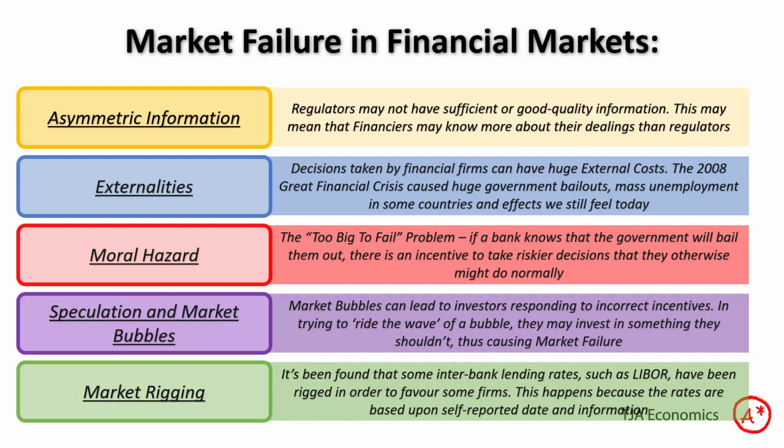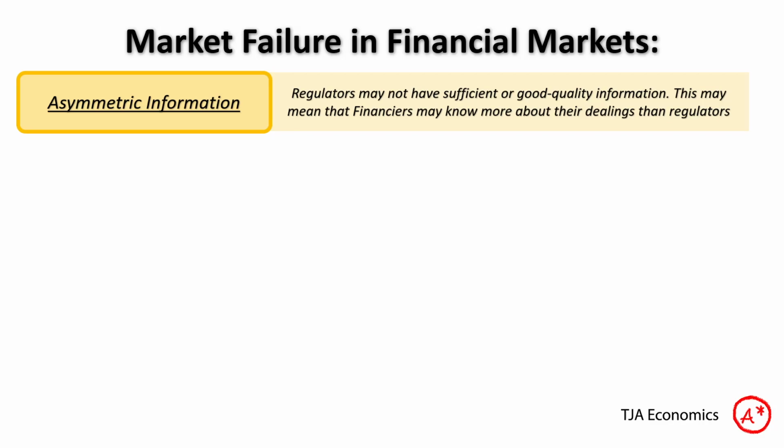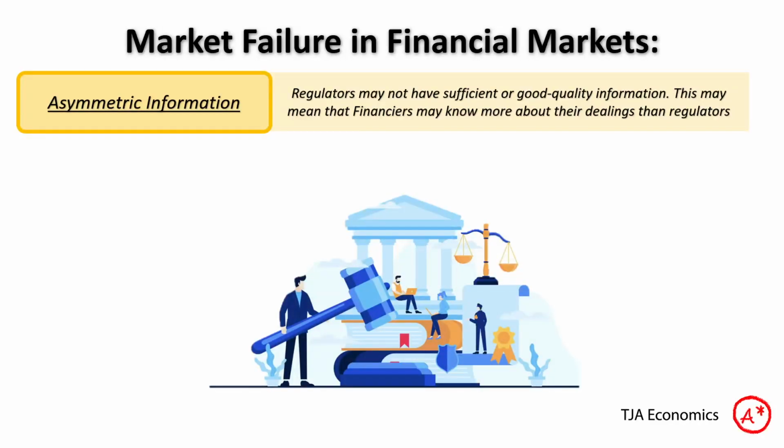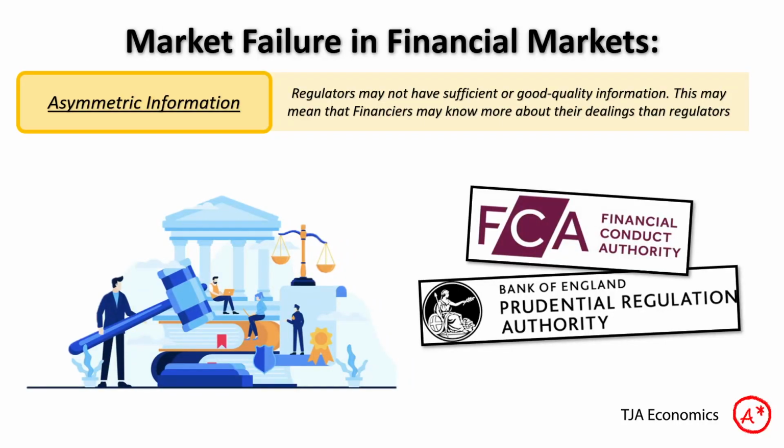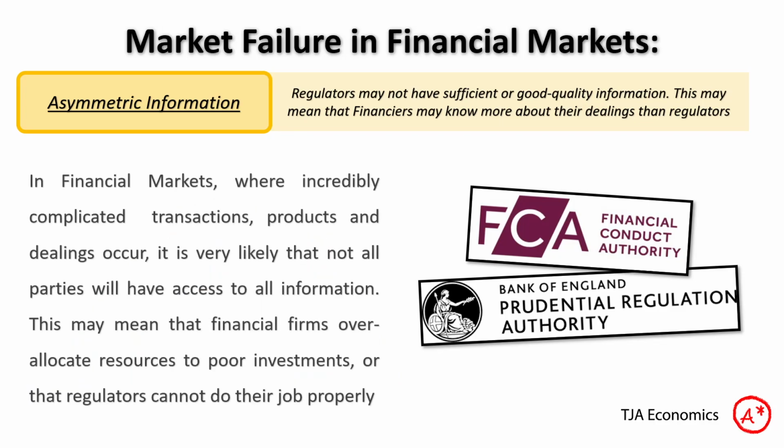So, let's have a look at asymmetric information then. So, think of the rules and the laws and the regulations that govern our financial systems. In the UK, for example, they are regulated by the FCA and the Prudential Regulation Authority, and it's their job to make sure that they work as intended.